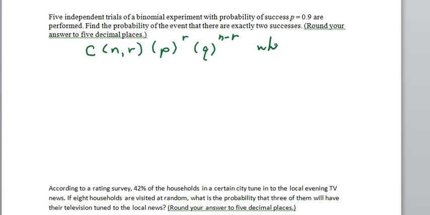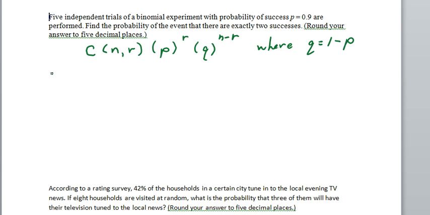where q equals 1 minus p. So in our case, we have 5 independent trials, and we're looking at the event that there are exactly 2 successes. We don't care which of the trials is a success. That's why we're using combinations.